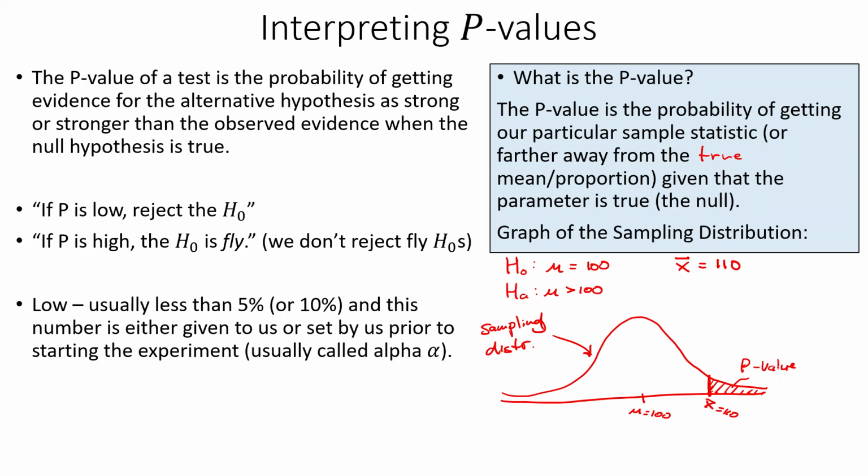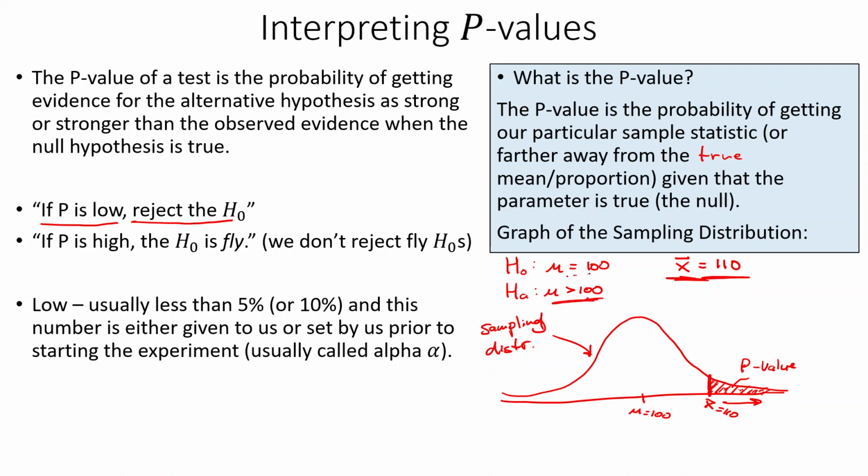So it has nothing to do with like the true proportion or any of that sort of stuff. I'm using capital P here instead of a lowercase p. It is the probability of getting this far away, the sample that we got, or farther away. Like it's this area that just keeps going. And if this area is really small, then we say, so if P is low, we reject the H0. So if P is low, reject the H0. In other words, we have evidence that the actual mean is greater than 100.